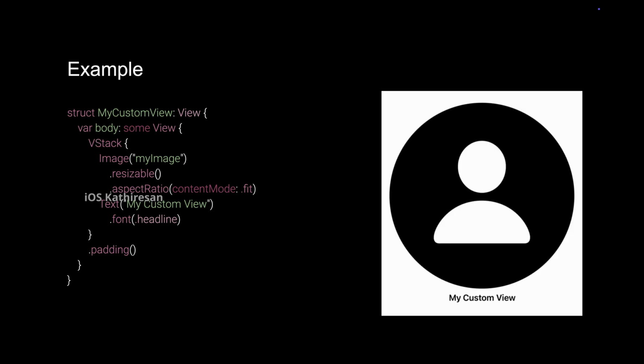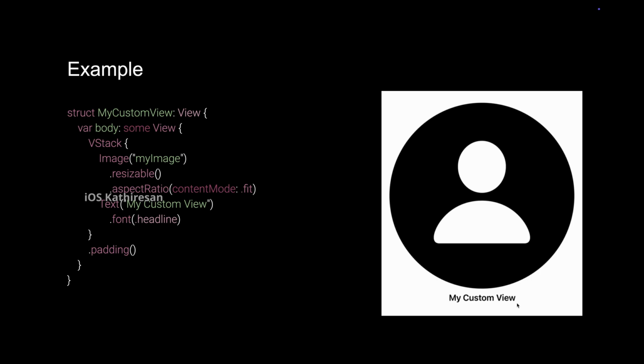Here is an example of a custom view. I mention the struct, the name, and the View protocol. We have to implement the body property that returns some View. Here we have a VStack and an image, MyImage, like a profile image, which I resized with an aspect ratio, and also a text field, my custom view.